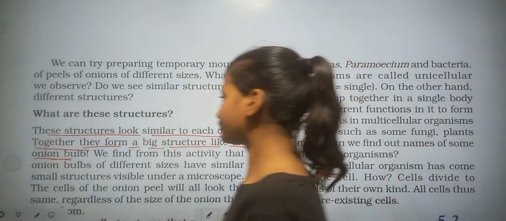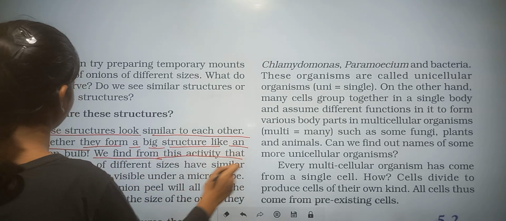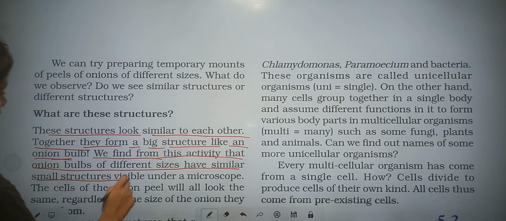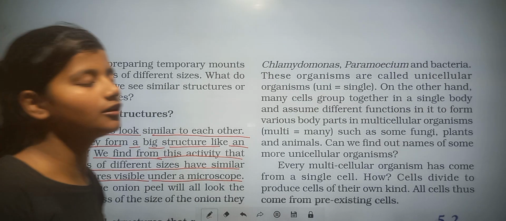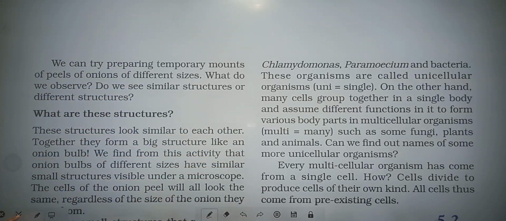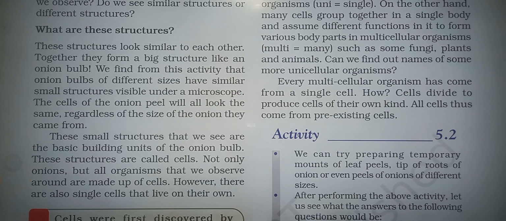Okay, we find from the activity that onion bulbs of different size have similar small structures visible under a microscope. Okay, you can only see this under a microscope, not with naked eyes.